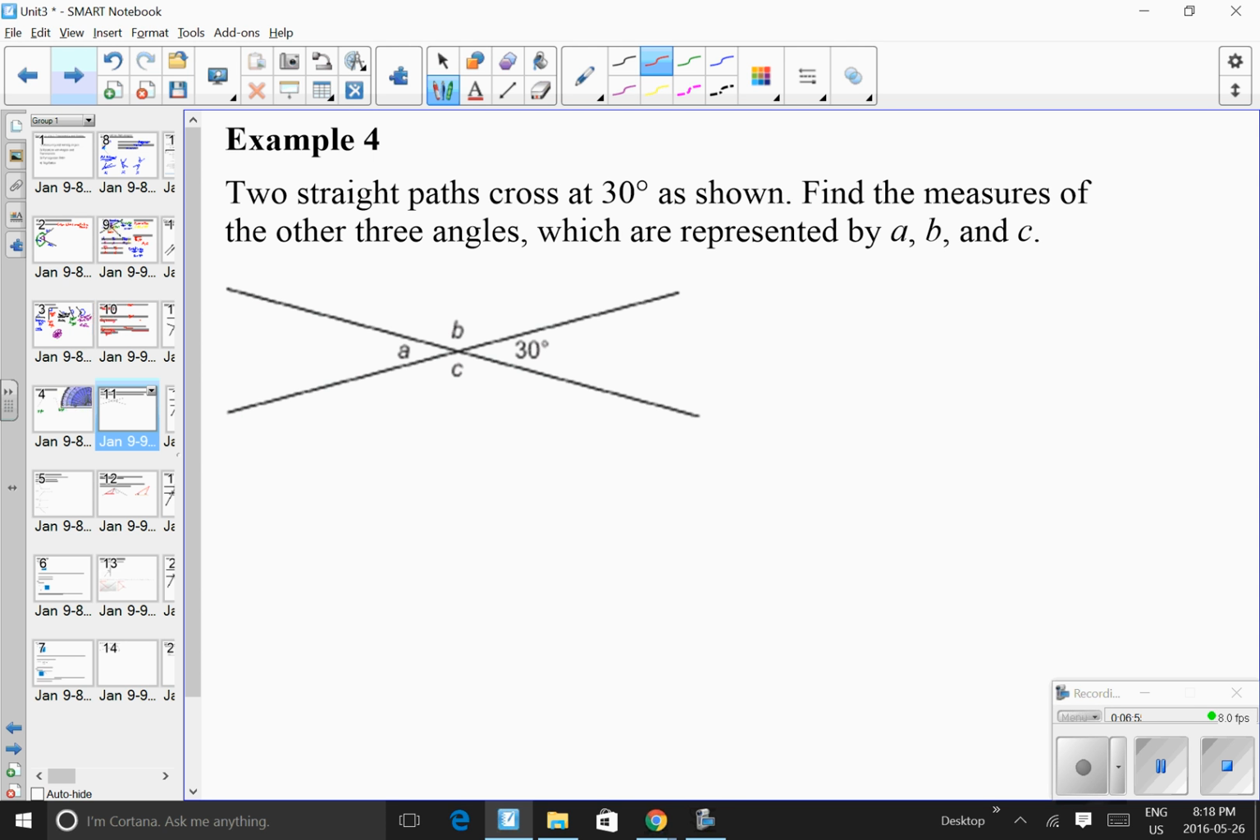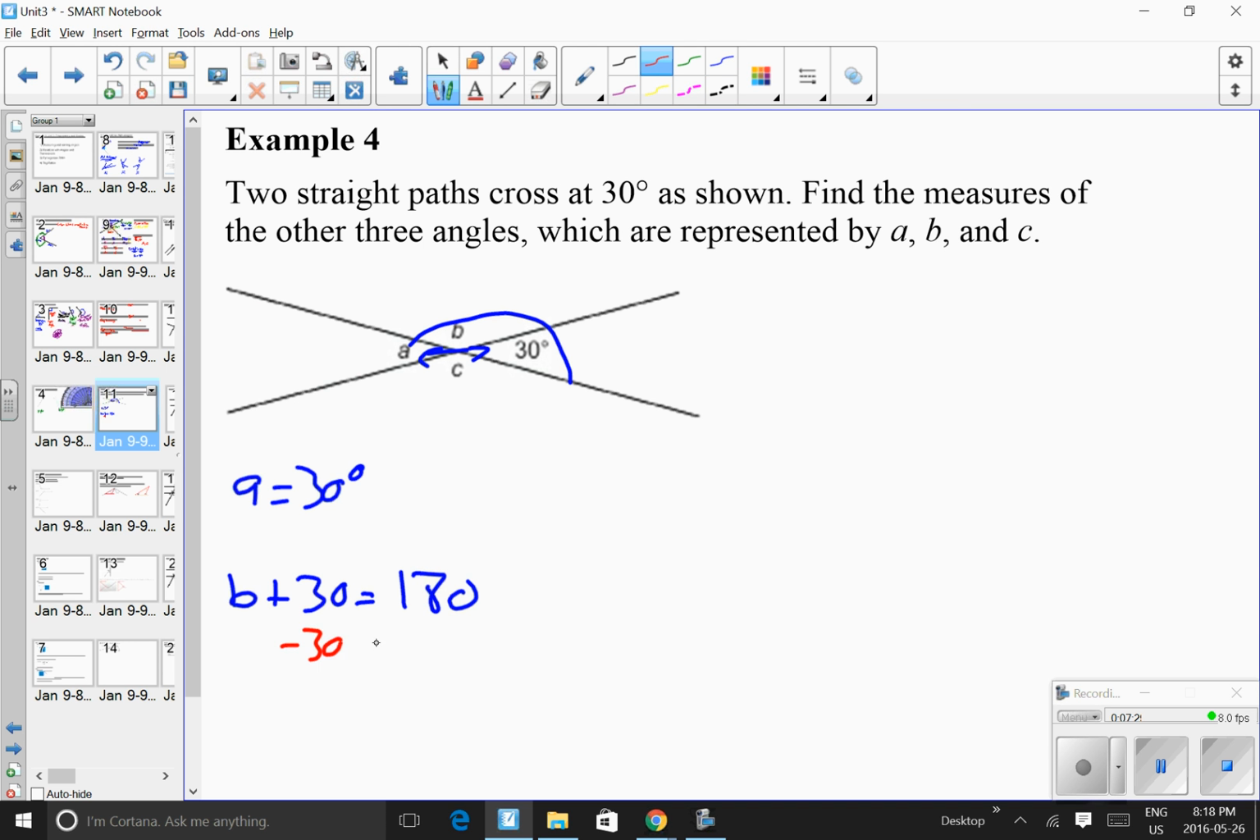All right, two straight paths cross at 30 degrees shown. Find the measures of the other three angles. So we know that these two angles are opposite. So right off the bat, you can say that A equals 30 degrees. If they're opposite, they are equal. Now let's go B and 30. These guys here are adjacent, so they need to add up to 180. So B plus 30 equals 180 degrees.